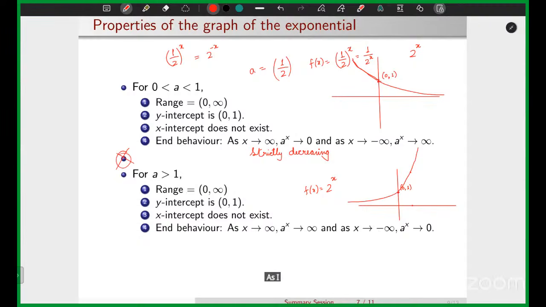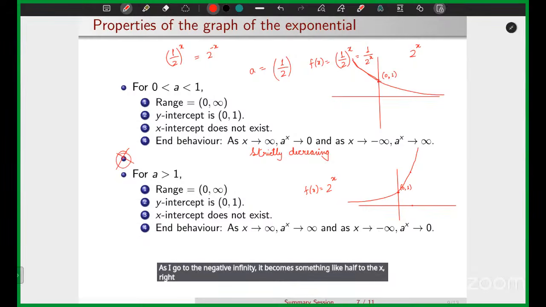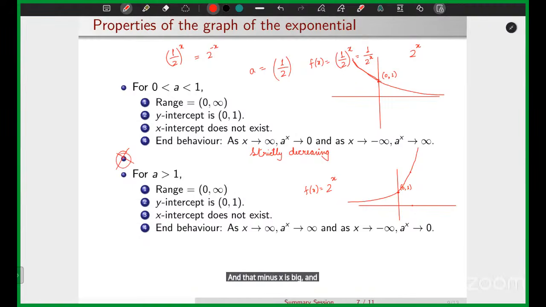As I go to negative infinity, it becomes something like half to the x, right? Half to the minus x, actually. And that minus x is big, and then you'll go closer and closer to 0. Once again, this will never be 0. And all of these things, you'll get somewhat similar properties.